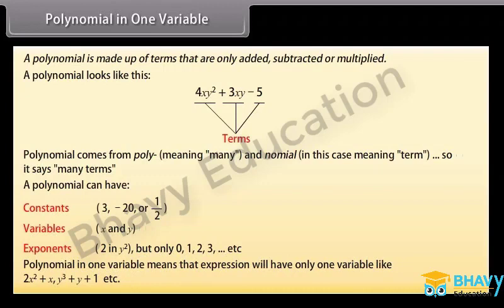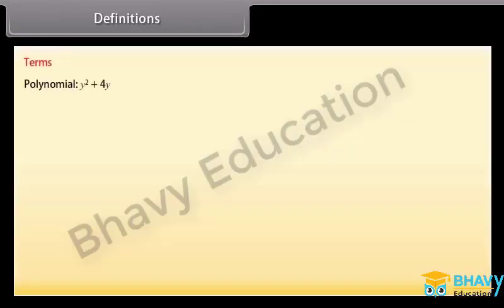Polynomial in one variable means that the expression will have only one variable, like 2x square plus xy cube plus y plus 1, etc. Definitions. Terms. In the polynomial y square plus 4y, the expressions y square and 4y are called the terms of the polynomial. Similarly, the polynomial 3x square plus 2x plus 8 has 3 terms, namely 3x square, 2x, and 8.